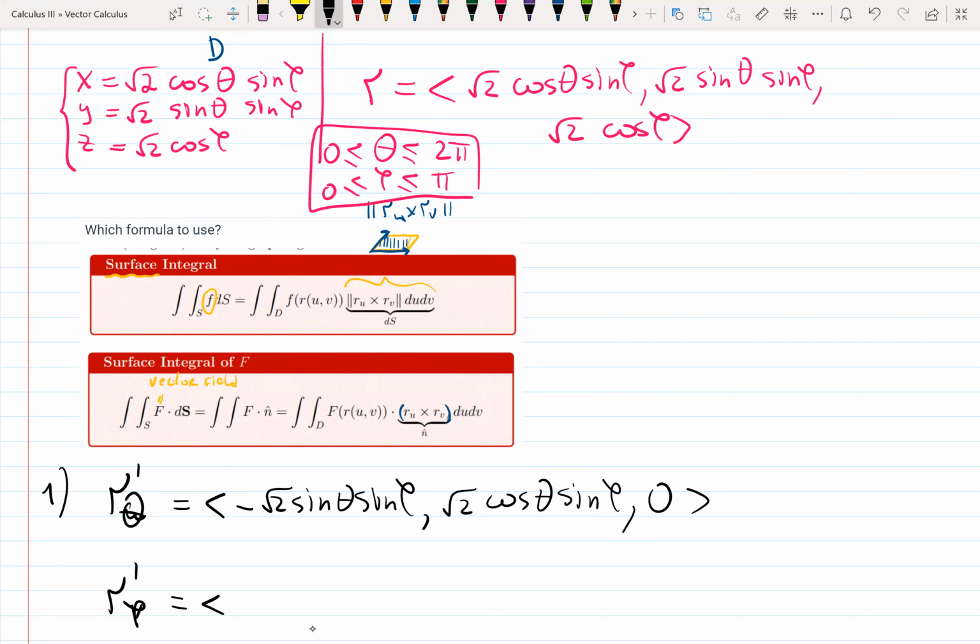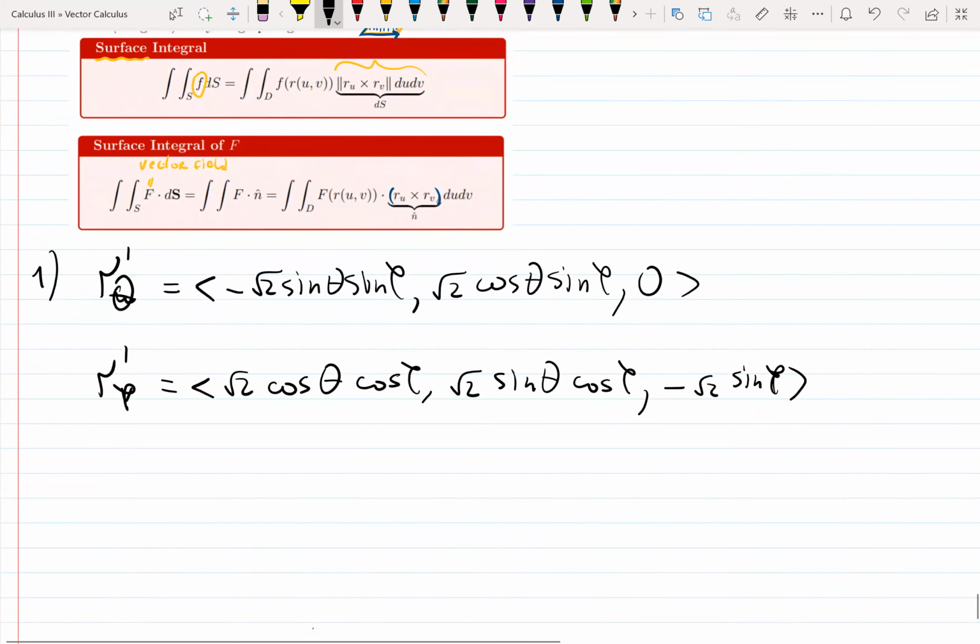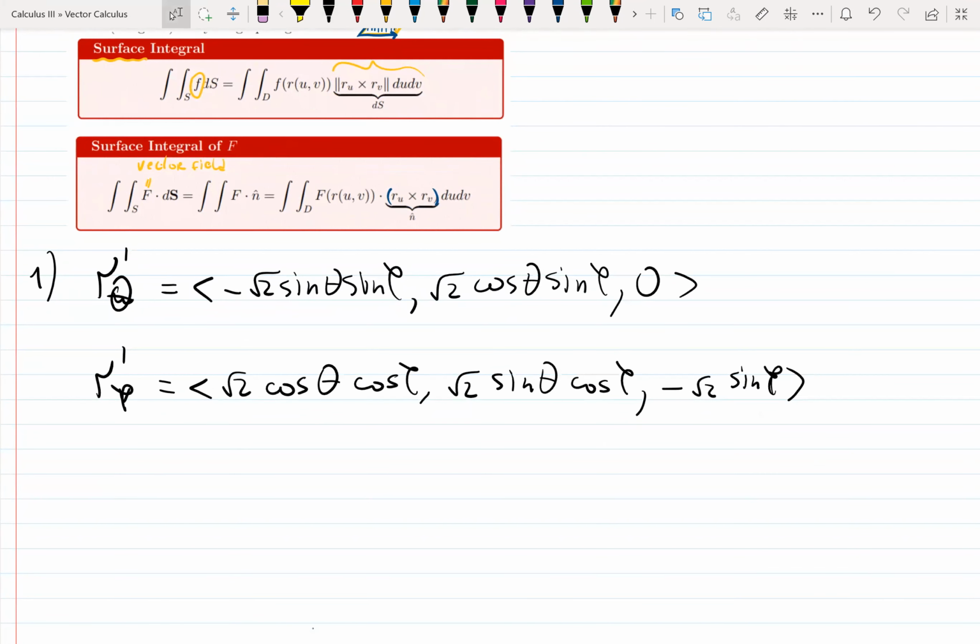With respect to phi, see phi as the variable. Square root of 2 cosine theta cosine phi, square root of 2 sine theta cosine phi, and finally minus square root of 2 sine phi. I'm taking partial derivatives carefully. I would just write down the cross product right away, because now I have to figure out the cross product. The cross product is that thing.